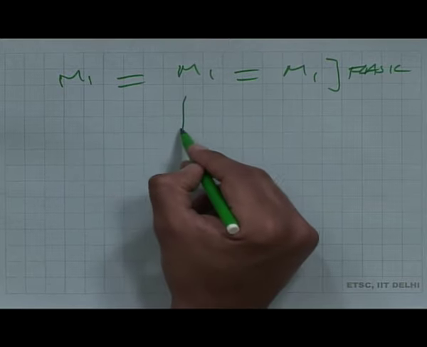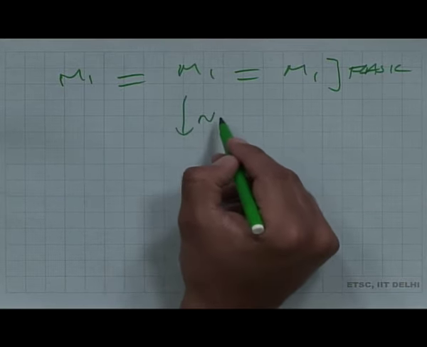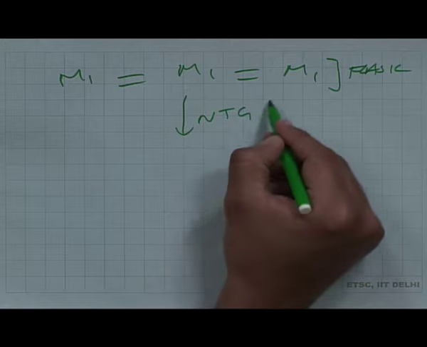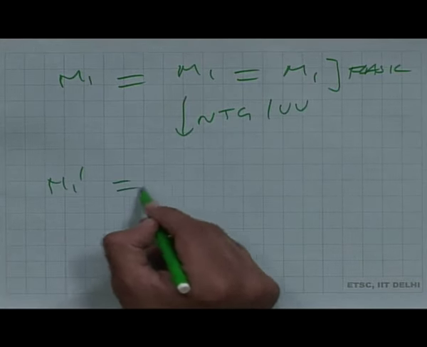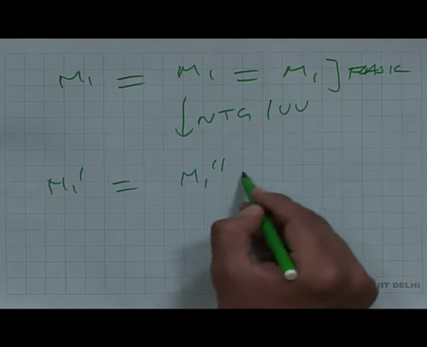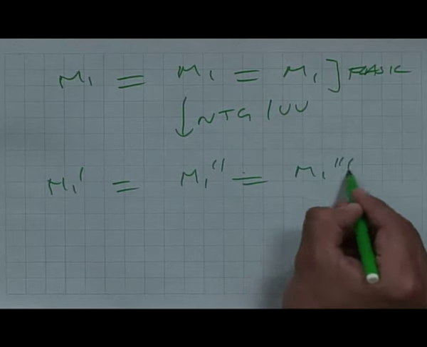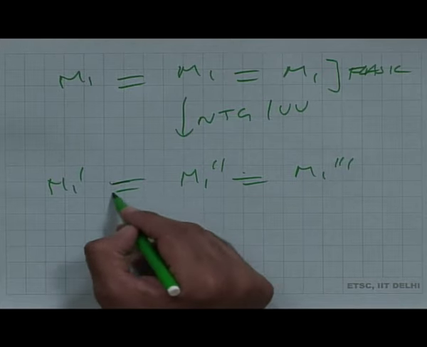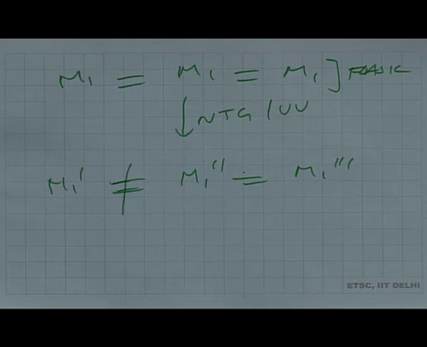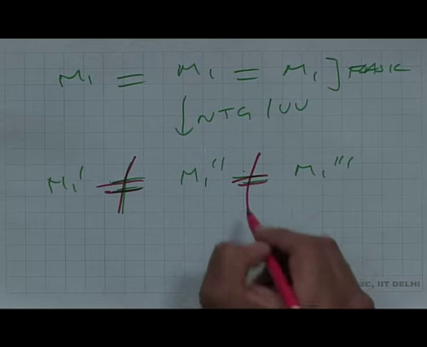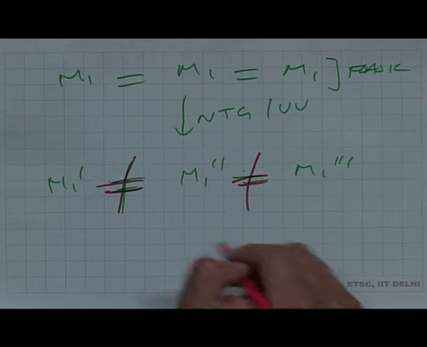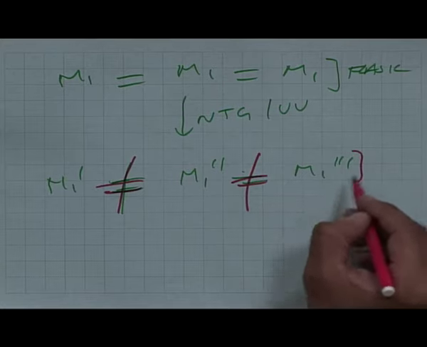Now, you do NTG, nitroguanidine, or UV. You will have M1 dash, M1 double dash, M1 triple dash. This M1 double dash is not equal to M1 dash, and M1 dash is not equal to M1 double dash, which is not equal to M1 triple dash. All three are now three different strains.